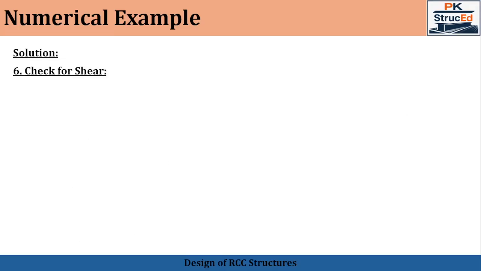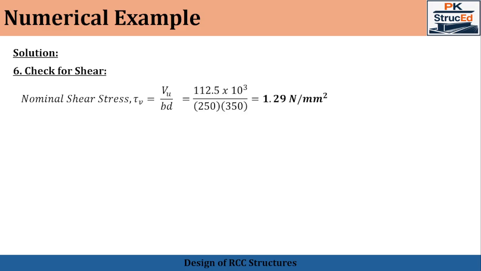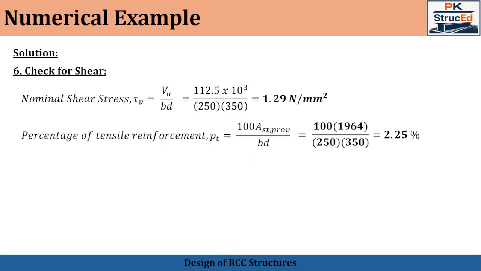The next step will be the check for the shear, in which we'll start with the nominal shear stress. Tau V will be equal to VU by BD. Everything is known. Substitute that. You'll get the value of nominal shear stress as 1.29 Newton per mm square. So this value should not exceed the permissible shear strength, for which first we'll be calculating the percentage of the tensile reinforcement, that is 100 AST provided by BD. So substituting the values, we are getting the percentage of tension reinforcement as 2.25.